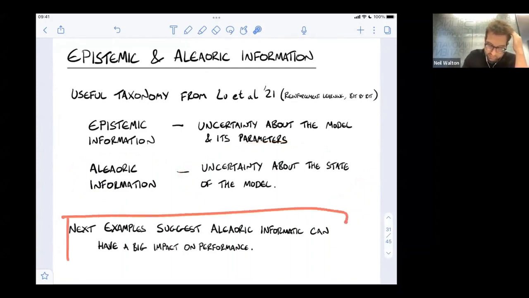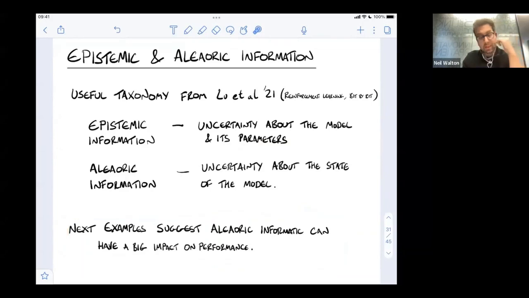What we find is that aleatoric information tends to have a bigger impact on performance. So you've got to try and get the right state representation of your system if you want to optimize a queuing system, rather than trying to fit model parameters, okay?